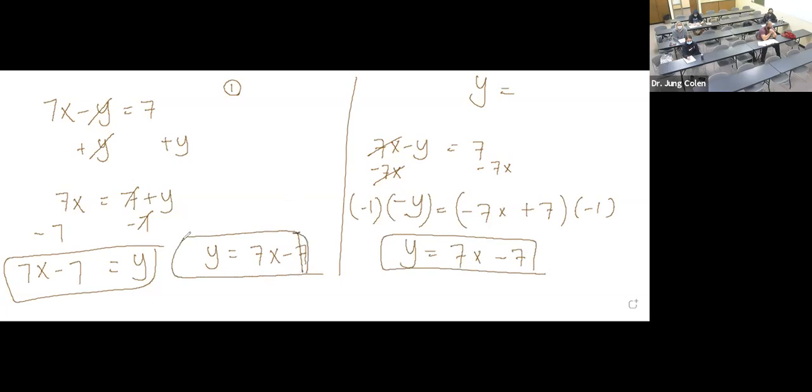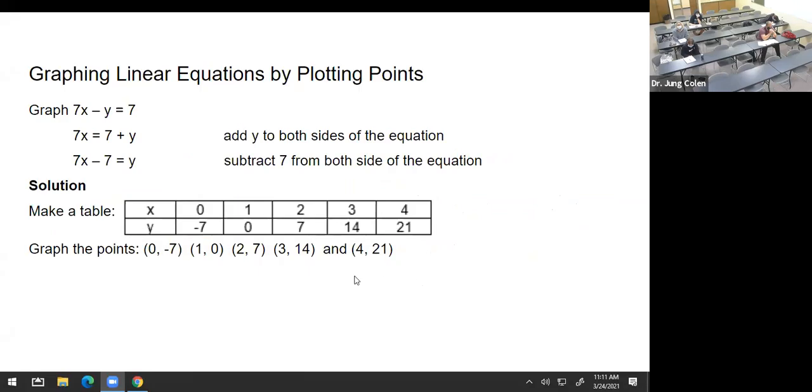All right? So once you got that, what can we do? We can make a table like this. So we can make a table of x and y values to find the coordinate ordered pairs. So if x is 0, I like 0 because 0 times 7 is 0. It's so easy, right? 0, and the y value is negative 7.